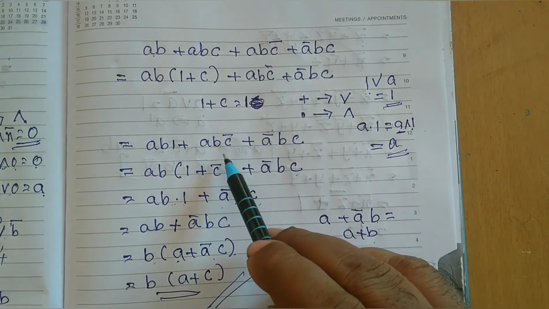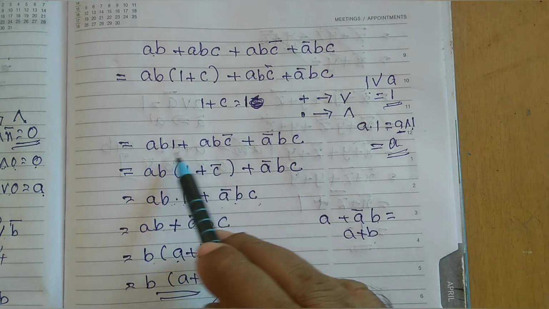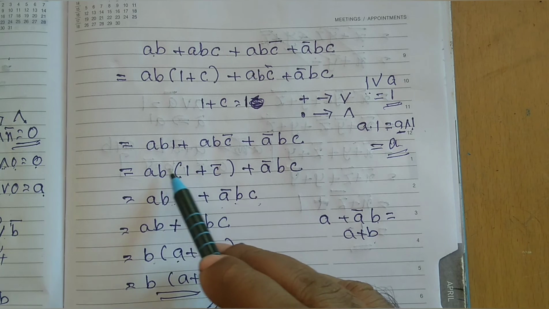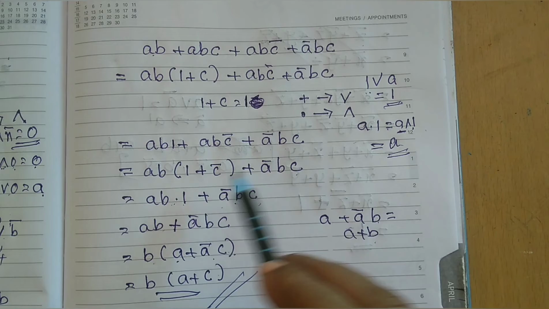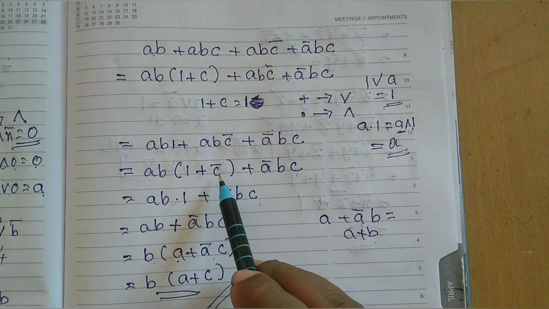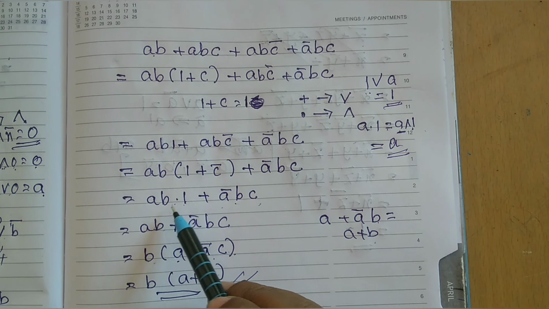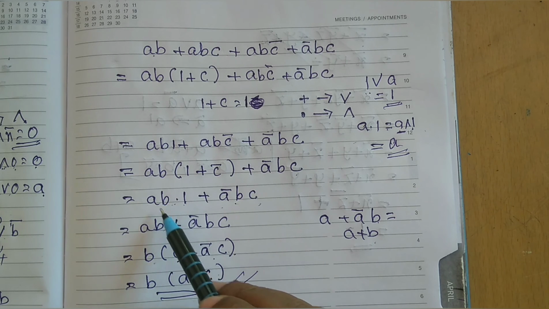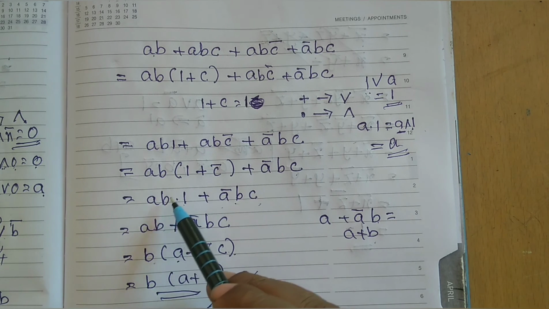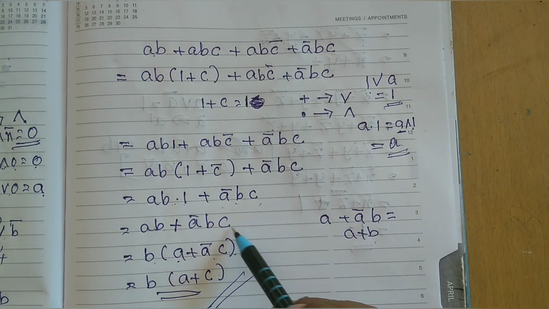Then the remaining is the same, ABC bar plus A bar BC. Again, from these two terms, once again AB is common, that is AB into (1 plus C bar) plus A bar BC. Again apply the same formula, 1 plus C bar is equal to 1. This is not an ordinary multiplication, AB into 1. Its meaning is AB and 1. And 1, if you take AND, we get the smallest element. So the smallest element is AB only. So AB into 1 is equal to AB plus A bar BC.